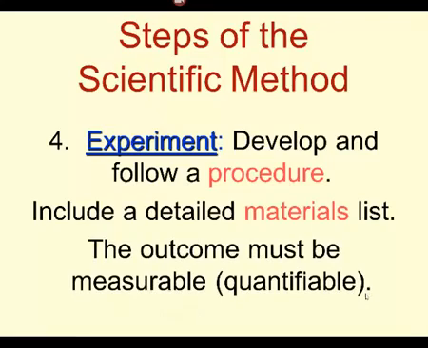It's important to remember that in all experiments, the outcome must be measurable or quantifiable. Thinking about the root words of quantifiable, the root word is quantity. So if we're talking about quantifiable results or measurable results, we should have a measurable amount. There should be a measurable quantity that we get in every single experiment that we go through.